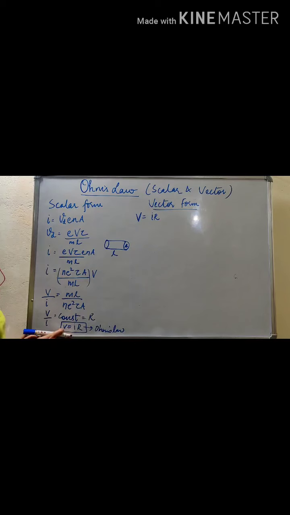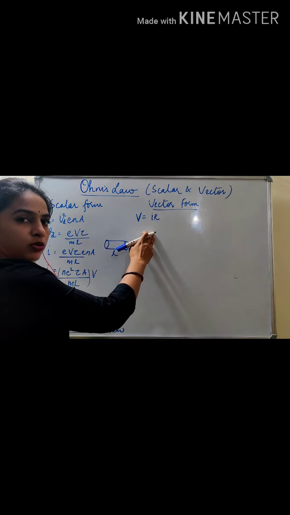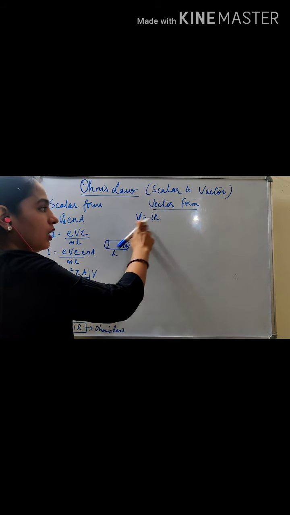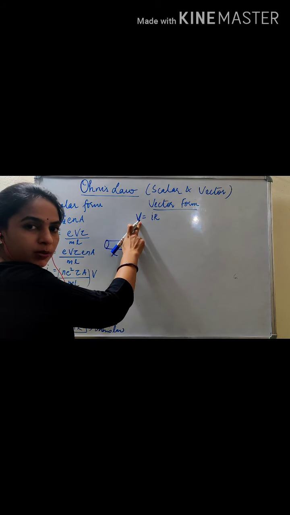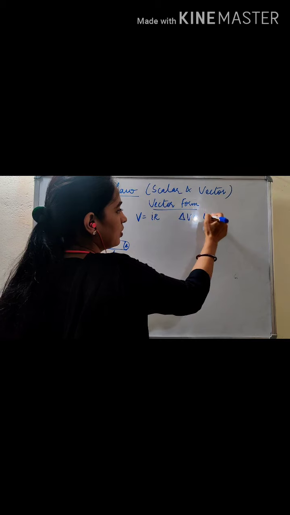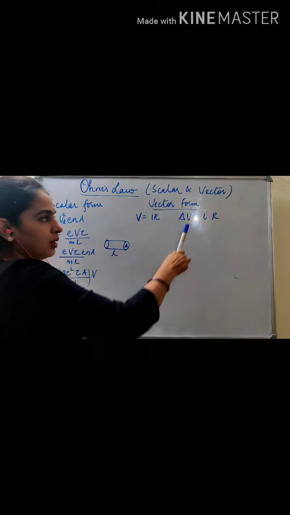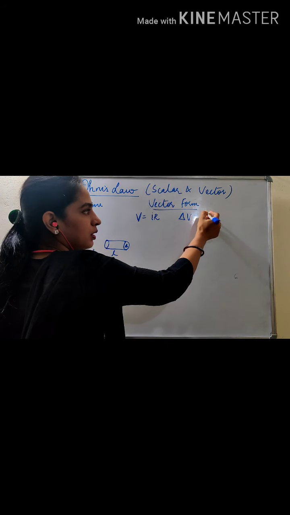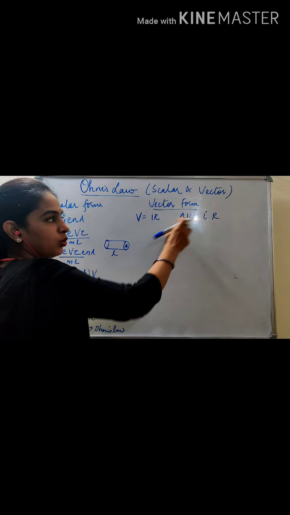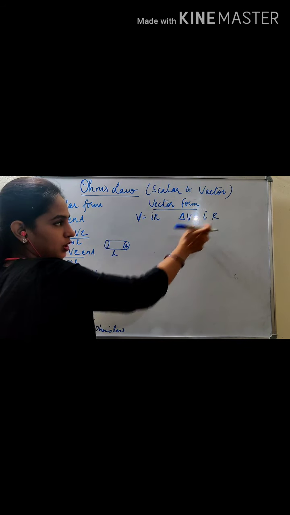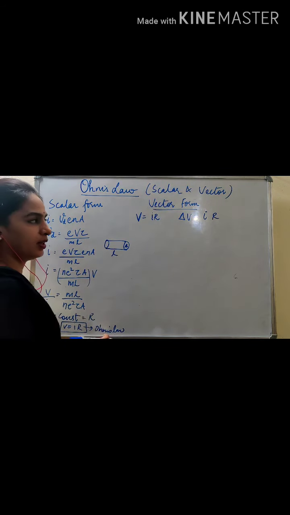Now this is the scalar form of Ohm's law, which we already know. To get the vector form of Ohm's law, we write the vector correspondence of each term. V is electric potential, the potential difference. We can also write delta V is equal to IR, right? Why? Because we know Ohm's law says the current flowing through a conductor is directly proportional to the difference in potential.